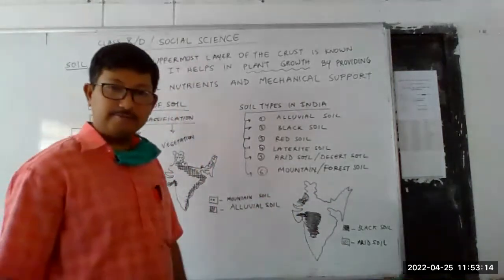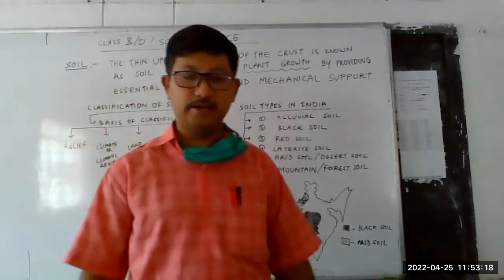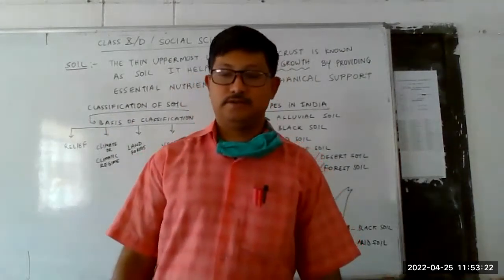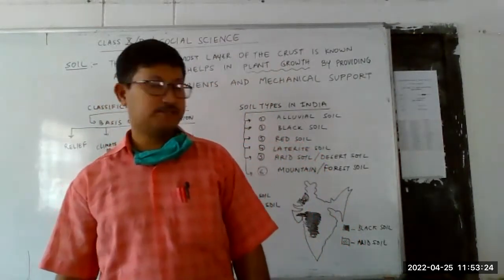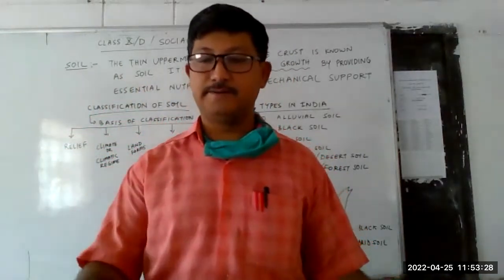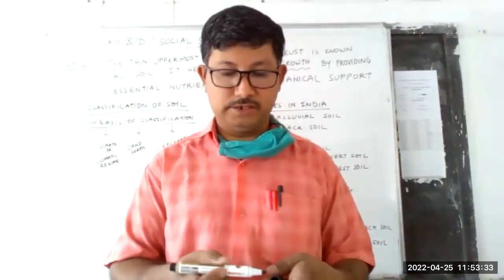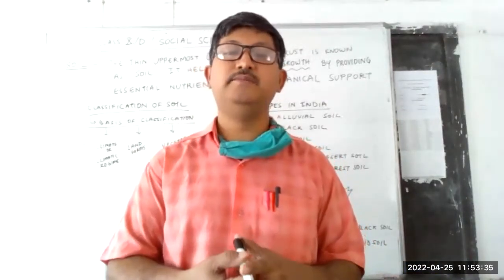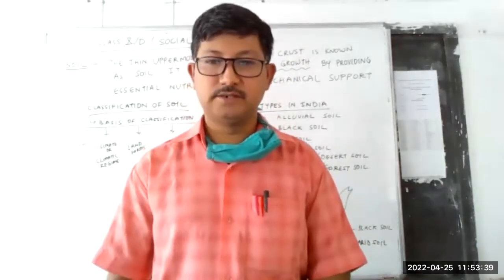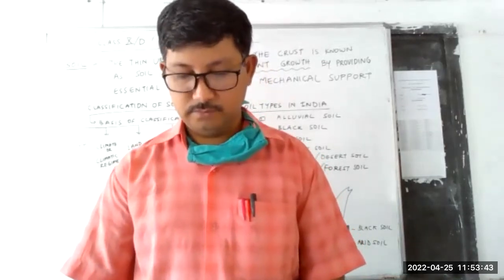So how many have we shown in the map? 1, 2, 3, 4. Which ones remain? Red soil and laterite soil. So which one is more in area, red or laterite? Tell me by seeing the map, which soil has more area? Red or laterite? It's red soil.